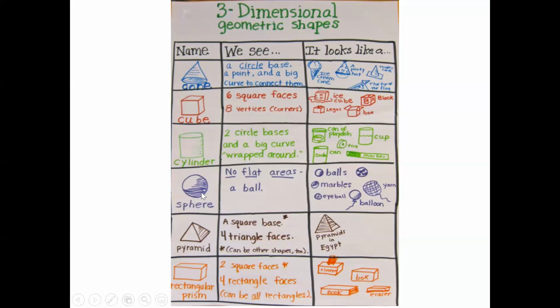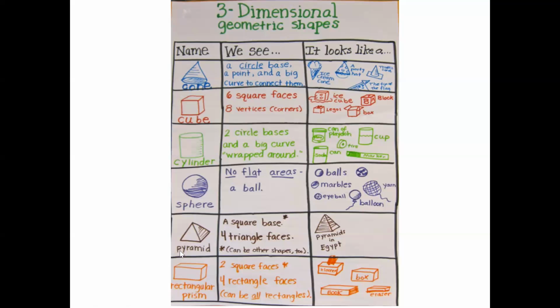Then our next 3D shape, can you say sphere? Good. So a sphere doesn't have any flat areas, okay? And a sphere is very easy because all balls are spheres. A soccer ball, baseball, basketball, okay? Which I'm sure you have one of those at home. Marbles, an eyeball, a ball of yarn, a balloon. These are all spheres, okay?